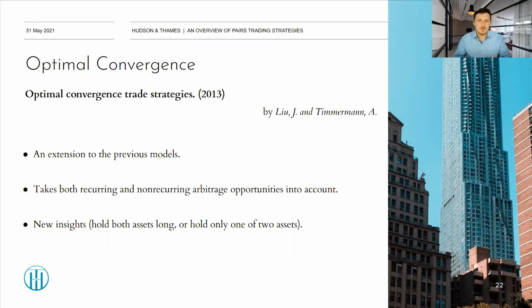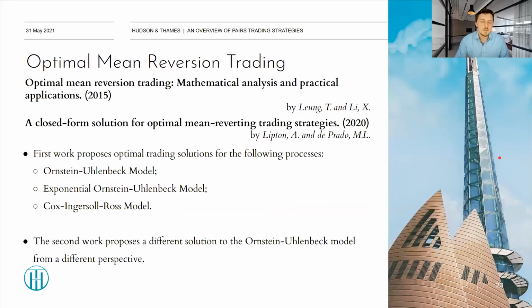Also, here are some extra insights from those models. These models show that actually sometimes it may be profitable to hold both assets in a pair, either long or short, or maybe it's worth holding only one of the assets, whereas not holding the other, which is kind of contradictory to the standard pairs trading strategy logic that I described in the initial slides.